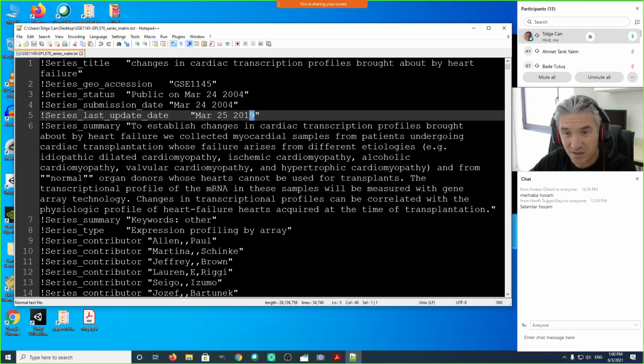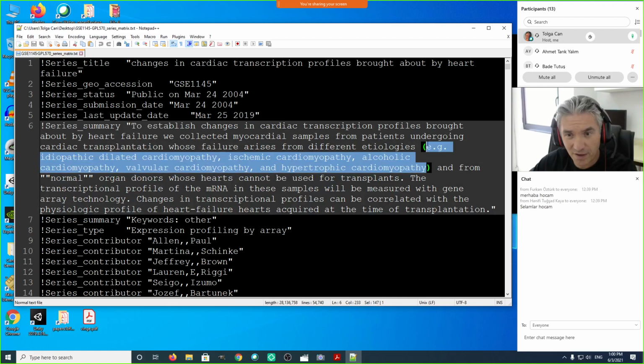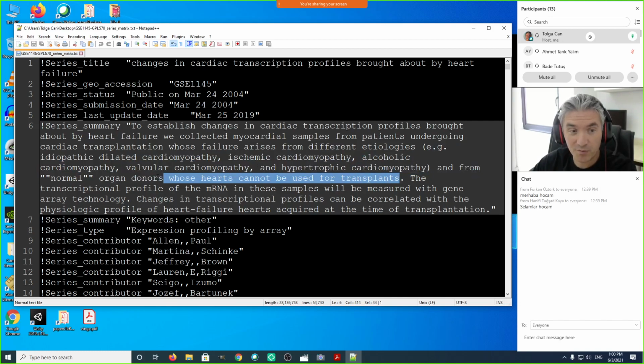So there are lots of medical terms I don't know. Idiopathic dilated, so there are different causes for the disease, I think. So heart failure, and from normal organ donors whose hearts cannot be used for transplants. So I was wondering how difficult it is to get a biopsy from a normal heart, right? I mean, if you have a fully functioning heart, why would you go into biopsy? You don't want part of your heart to be taken out to give as a normal sample here. But this is really good.